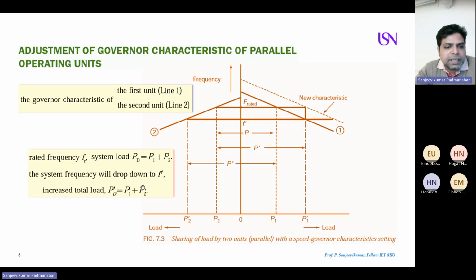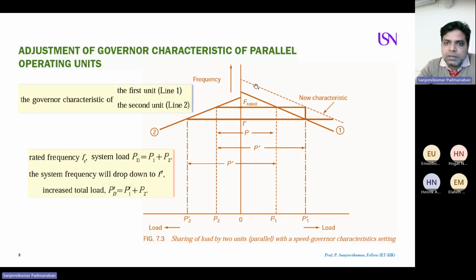In general, I can say the frequency will drop from margin 1 to margin 2 if the load is varying from 25% to 50%. The total power demand also changes with its operating range, from P1 dash plus P2 dash. So this is illustrated by a simple diagram of the speed governing characteristics when you have two lines, 1 and 2. Any doubts?